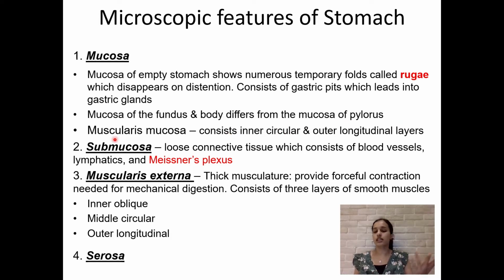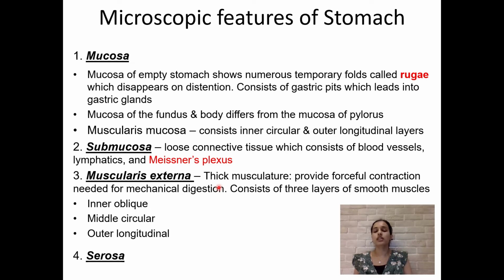The submucosa, in every part, that is in the cardia, fundus, body and pylorus, is identical. The submucosa is made up of loose connective tissue consisting of blood vessels, lymphatics and a nerve plexus called Meissner's plexus.